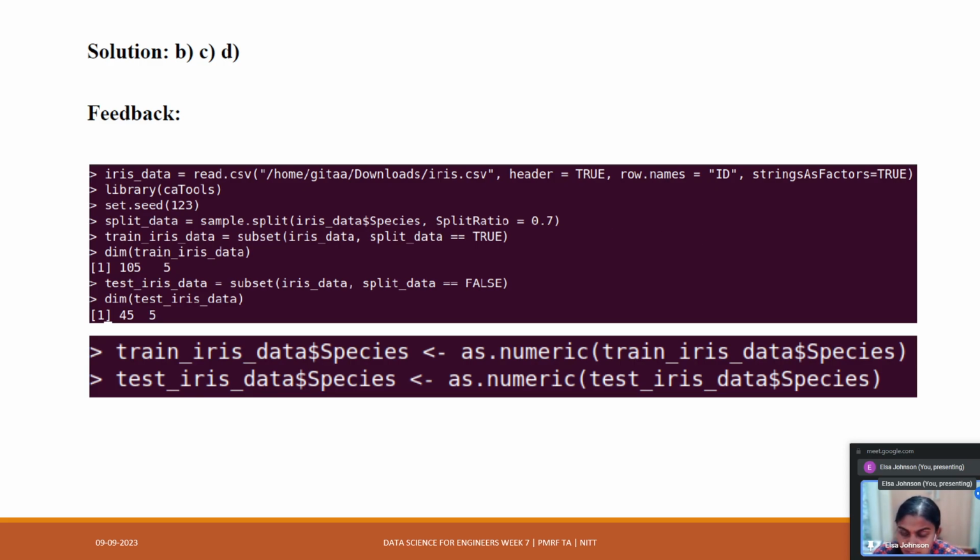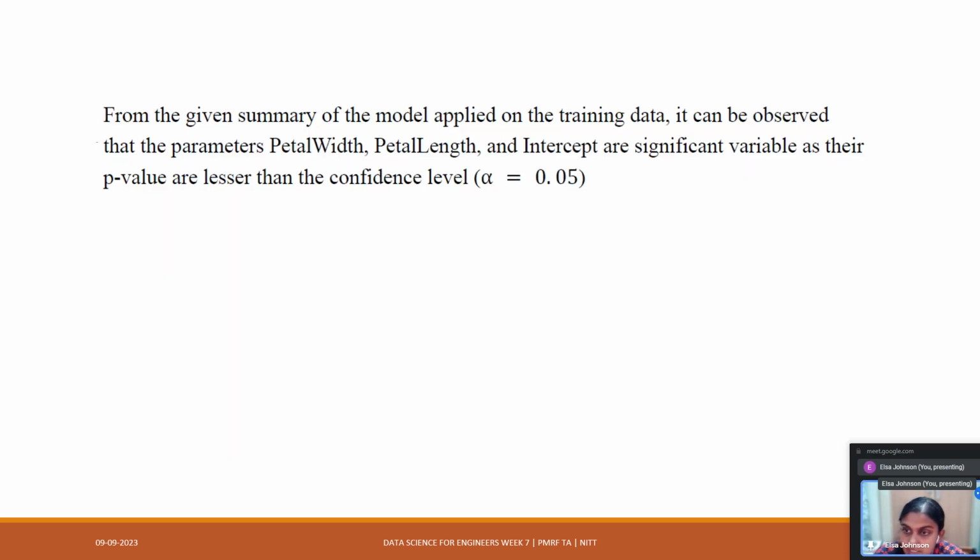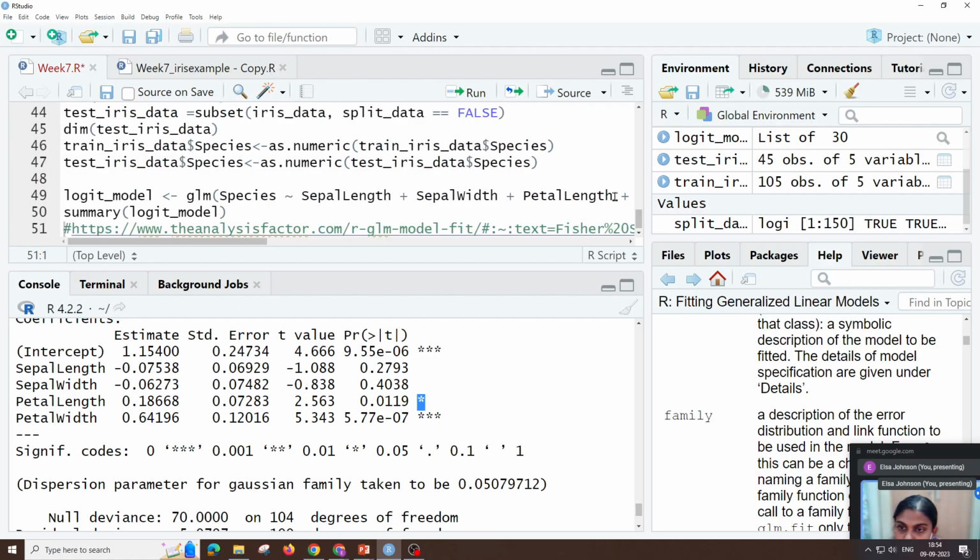What I have already mentioned is the thing that you are seeing in RStudio. Now from the given summary it can be observed that petal width, petal length and intercept are significant. The one having directly 95% is the petal length, then petal width is also significant, and intercept is also significant.